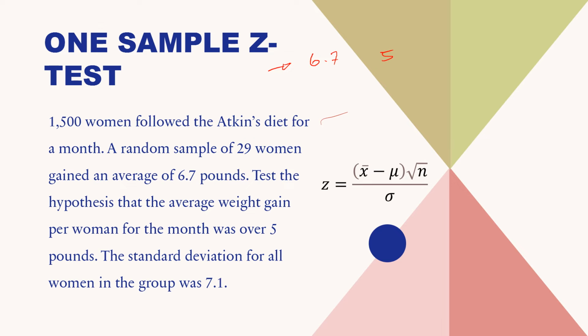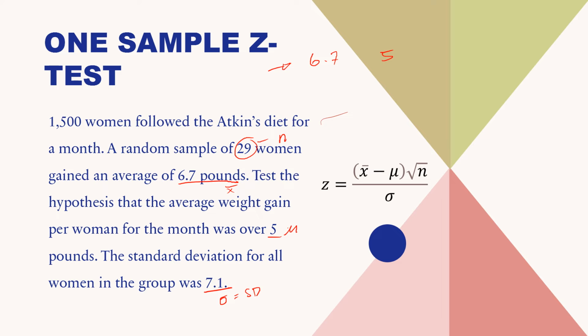So let's have the example. 1,500 women follow the Atkins diet for a month. A random sample of 29 women, this is already your N or your sample size, gained an average of 6.7 pounds. So this is your X bar, or this is your actual value. Test the hypothesis that the average weight gain per woman for the month was over 5 pounds. So this would be your mu, or your hypothesized mean, and the standard deviation for all women in the group is 7.1, which is your sigma or your standard deviation.